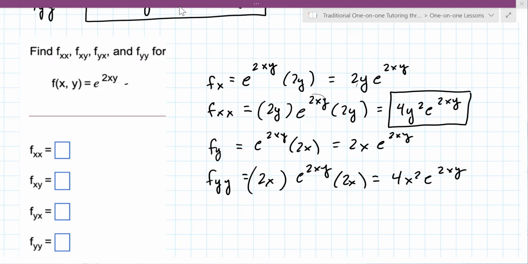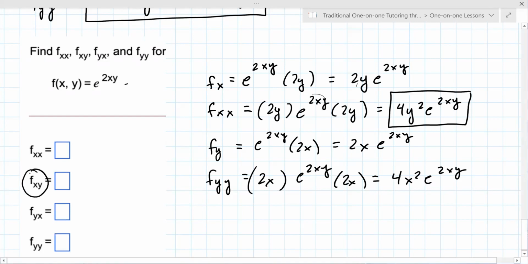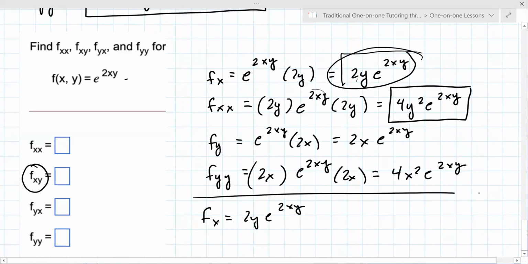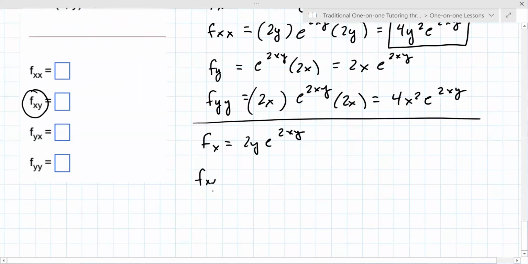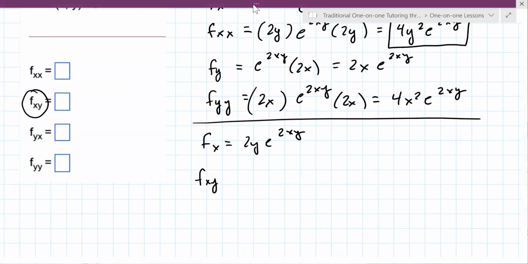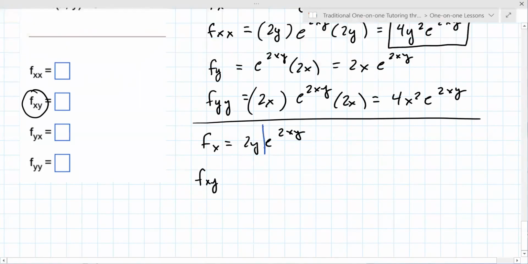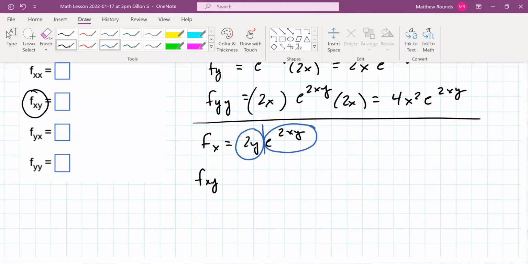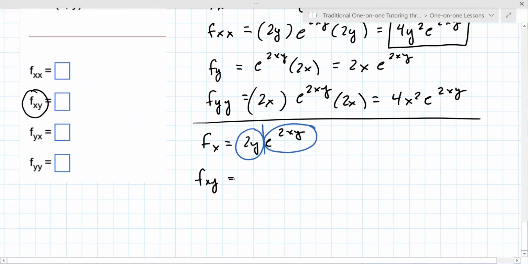And then for this one, we're doing fxy next. So you start with this one right here. My fx is 2y e to the 2xy, and you take the derivative of this with respect to y, which is now product rule, because y is your variable. This is a little better example. You treat this as your first function and this as your second function, but you're taking the derivative with respect to y this time.